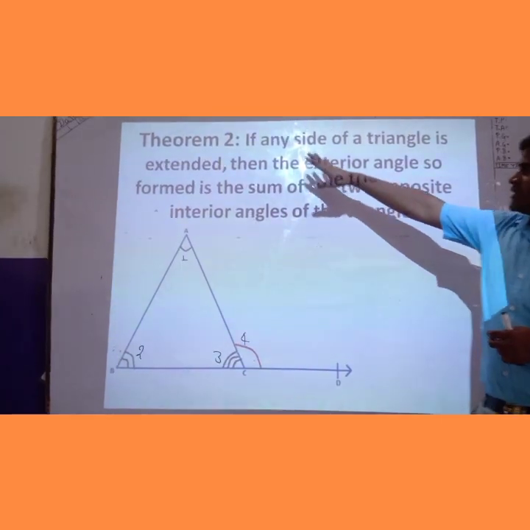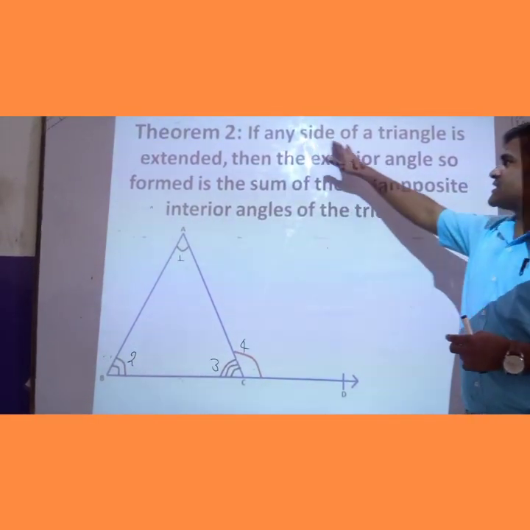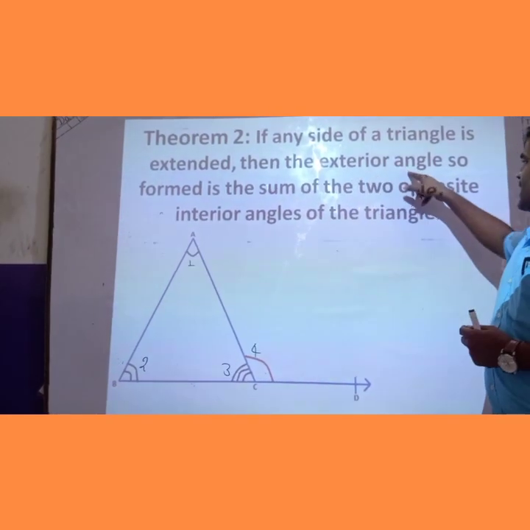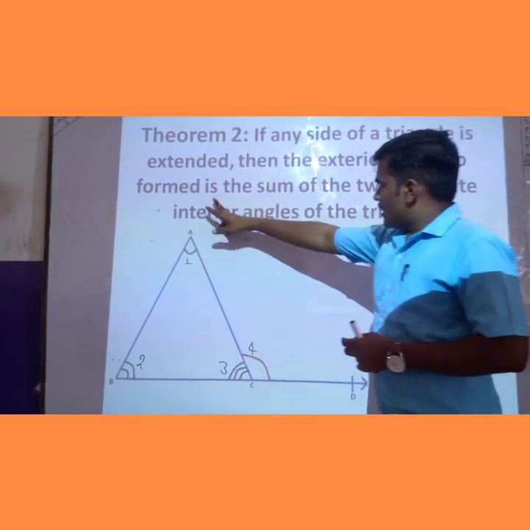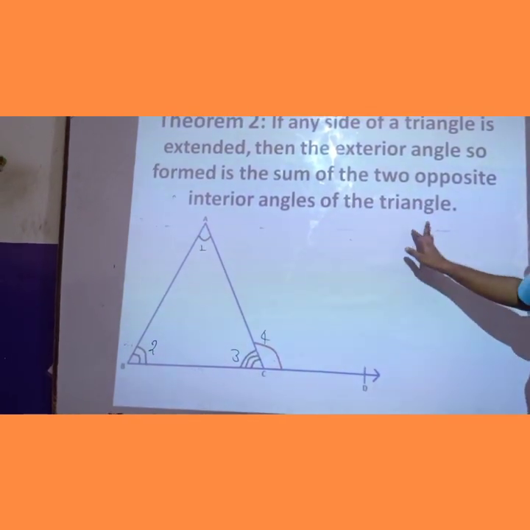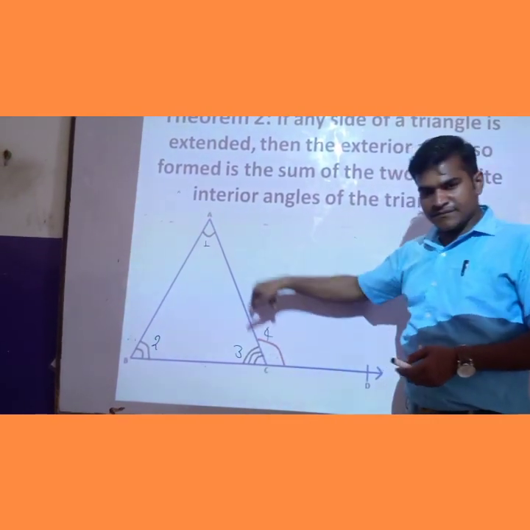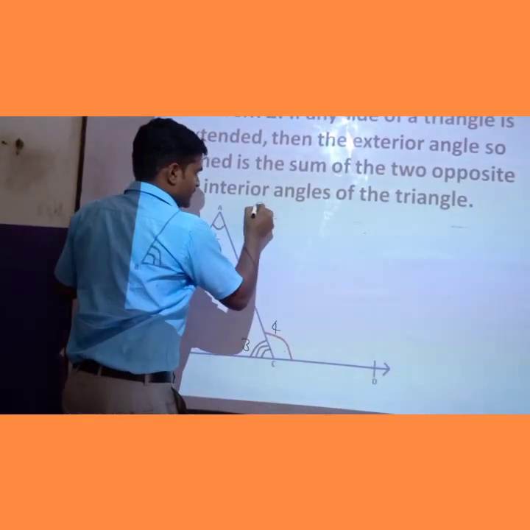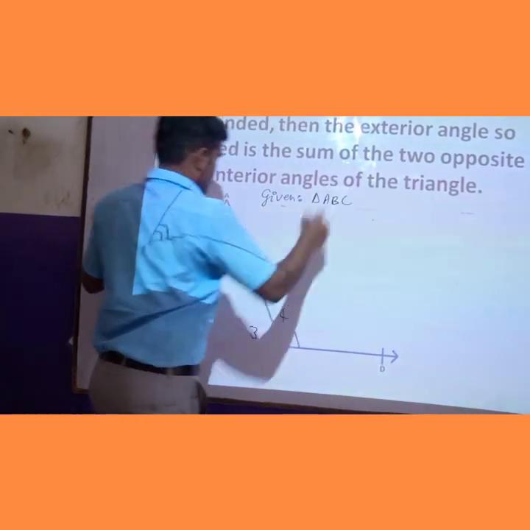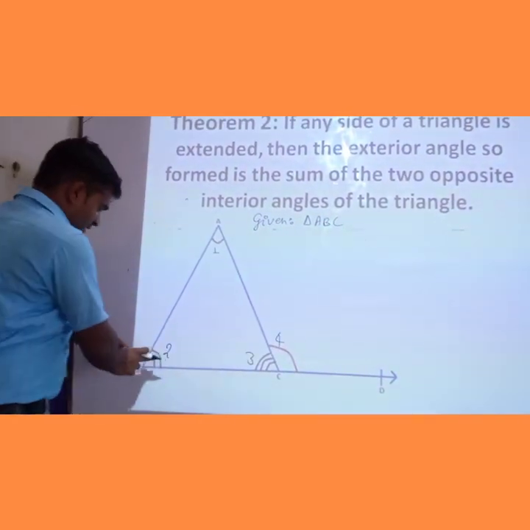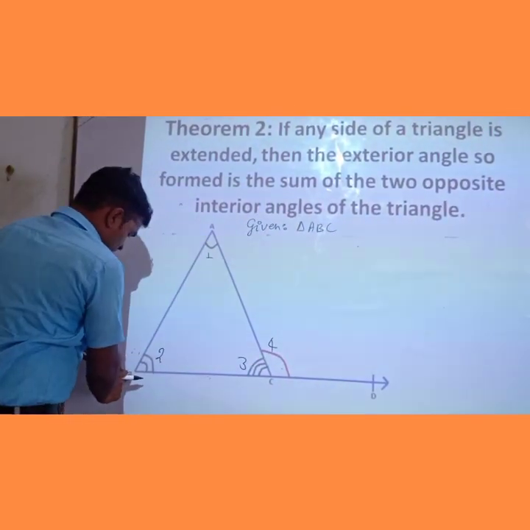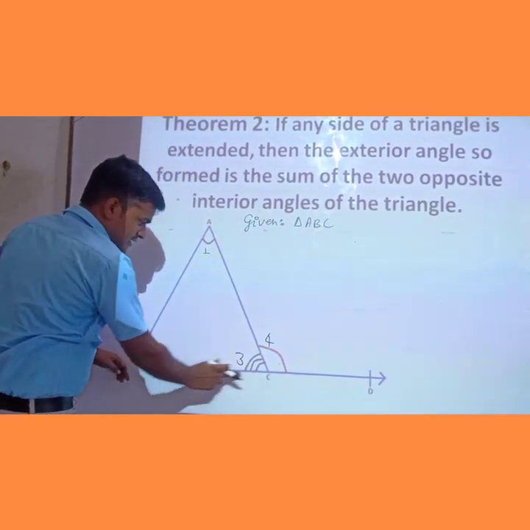The second theorem is given there. If any side of a triangle is extended, then the exterior angle so formed is equal to the sum of the two opposite interior angles of the triangle. So children, here a triangle ABC is given. We extend its side BC. If any side of a triangle is extended, we extend side BC till D.